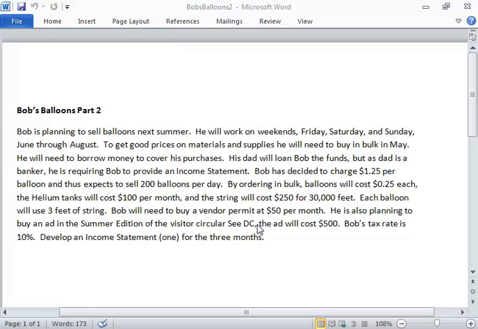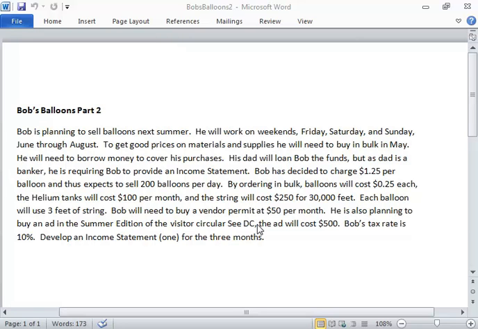Bob will need to buy a vendor permit at $50 per month. He's also planning on buying an ad in the summer edition of the Visitor Circular, CDC. The ad will cost $500. Bob's tax rate is 10%. Develop an income statement, just one, for the entire 3 months.